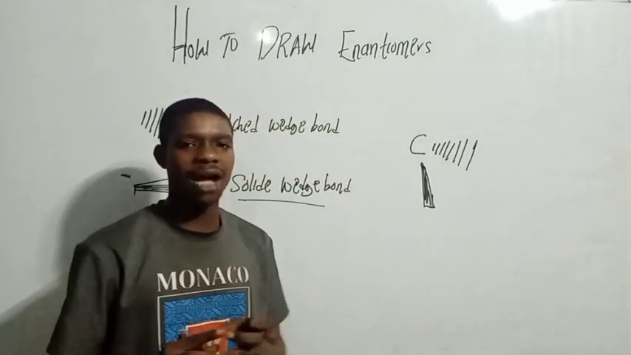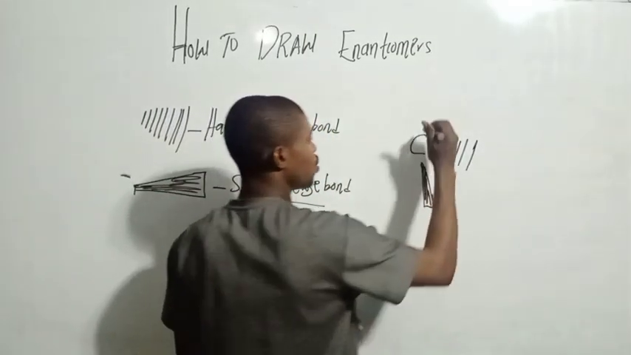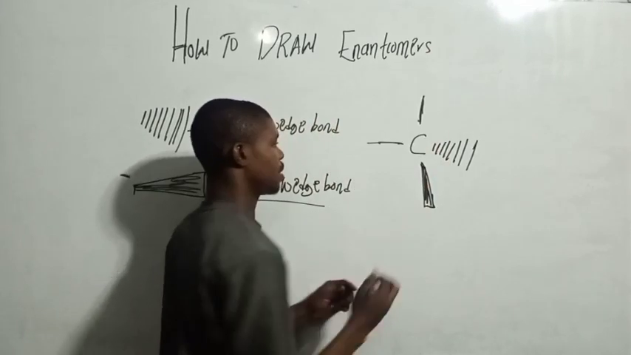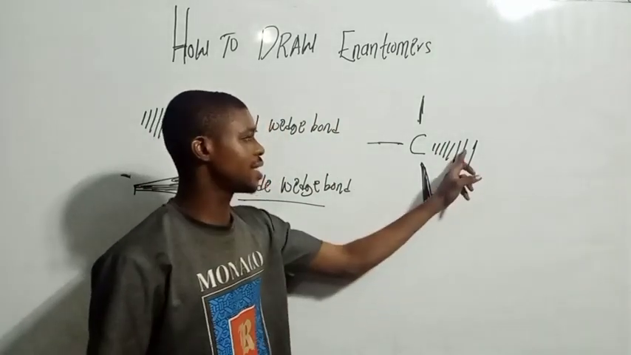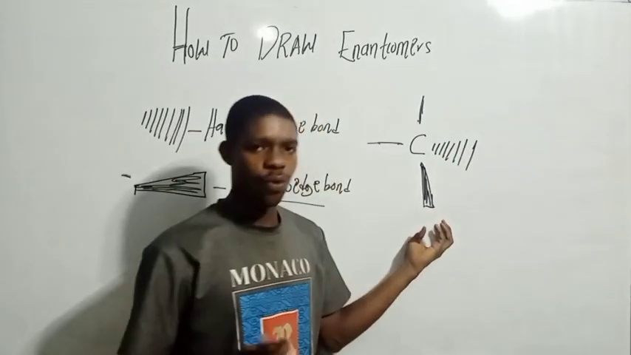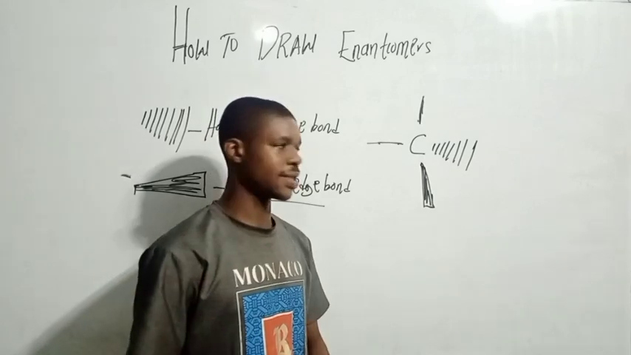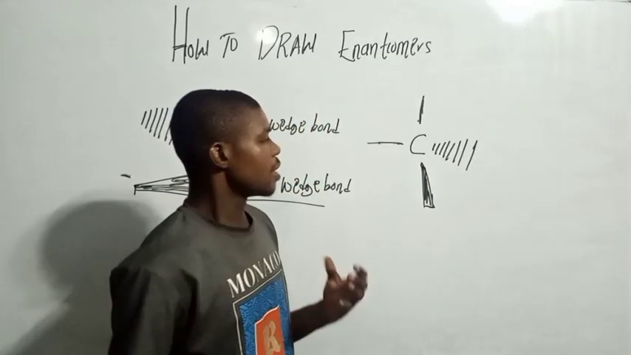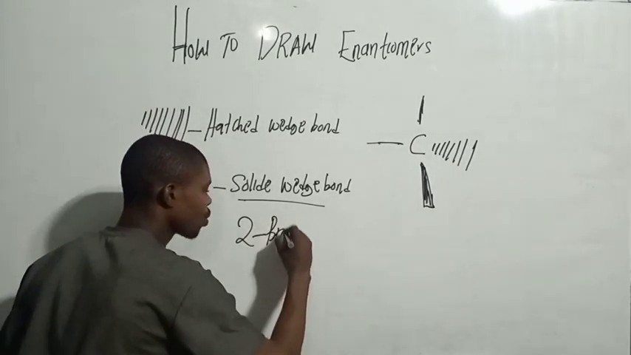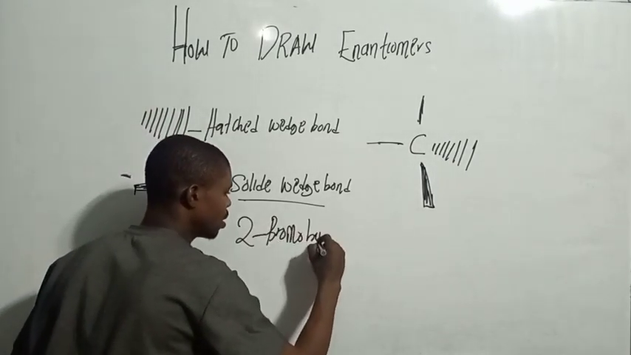Remember, the carbon atom must have four different bonds, right? So here we can have two ordinary bonds. But the key point here is these two things. This is called the dash wedge bond. This is called the solid wedge bond. Now, for example, here we are looking at 2-bromobutane.